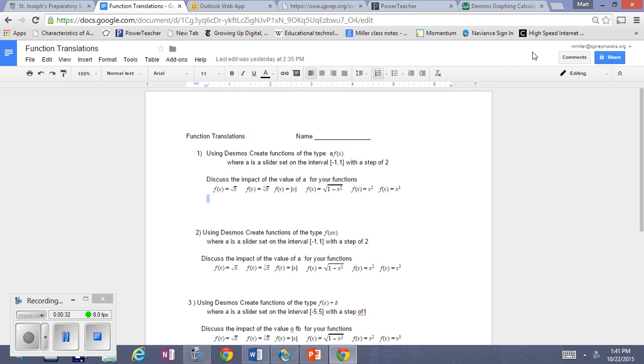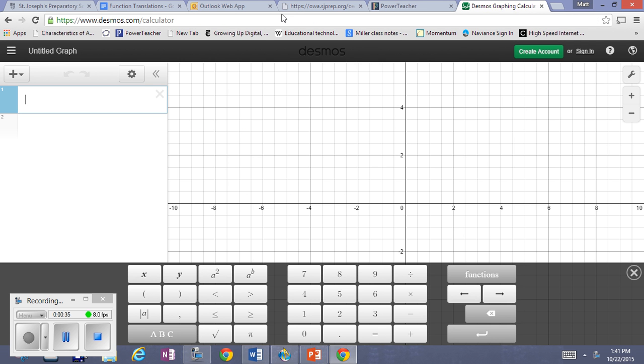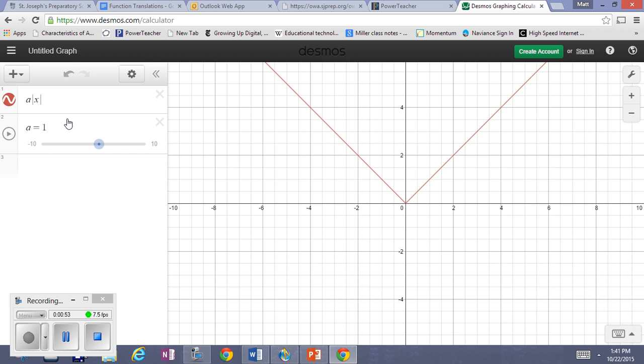So we'll go to Desmos. We'll pick up a basic function, like let's say the absolute value of x. Everybody knows that. Now I want to put the a in front of it, and we're going to put a slider on that. What we're doing with the slider is a couple things. We're right-clicking, moving from -1 to +1 in steps of 2. So that means it's just going to toggle back and forth between positive and -1.